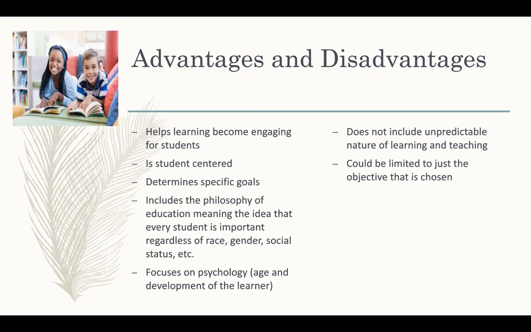Now, the disadvantages is that it does not include unpredictable natures of learning and teaching, and it could be limited to just the objective that is chosen. That means that it's very objective driven. If you choose one objective, it's like that's the only objective that's being evaluated. I think that that could be removed. You can still have a clear objective, and in your teaching incorporate other skills that you're assessing or teaching children. It just might not be the actual focus of the evaluation at the end.